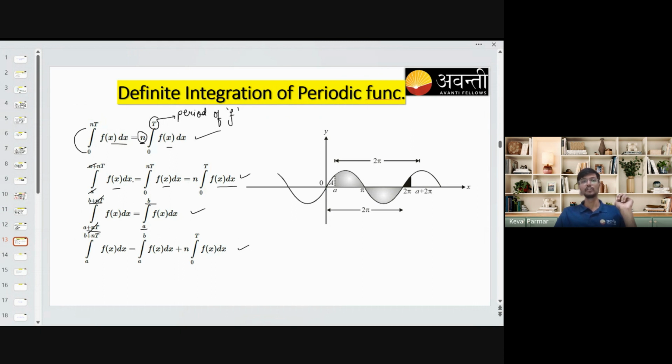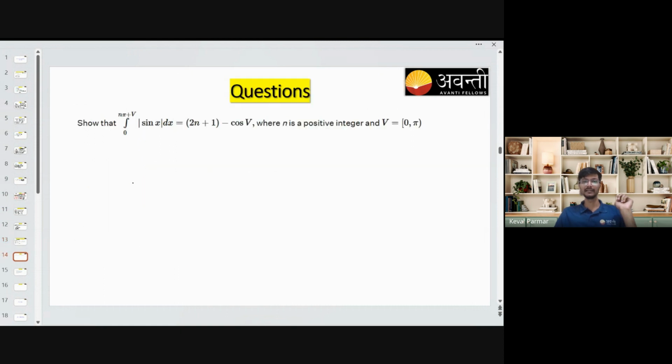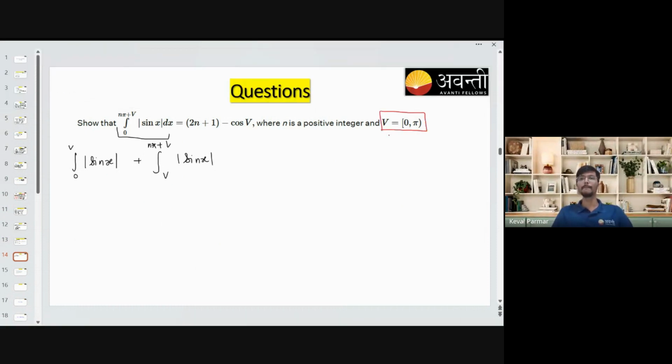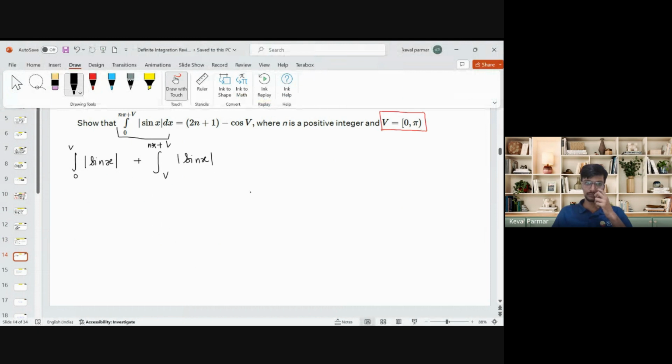Right? Chalo. Let's look at the question to better understand it. Now, let's show that question. So I have to show this LHS is equal to this. Okay. So what I did, guys, I first split the limits from 0 to v of mod of sin x plus integration of v to n pi plus v of mod of sin x. Why I did that? Because it is given here that v belongs to 0 to pi. V belongs to 0 to pi.